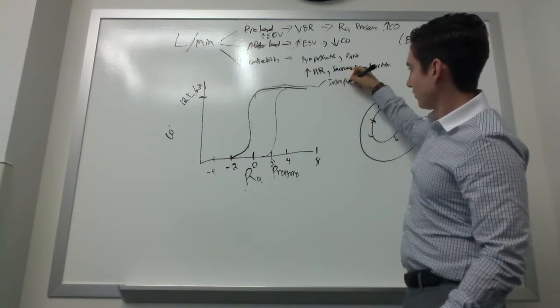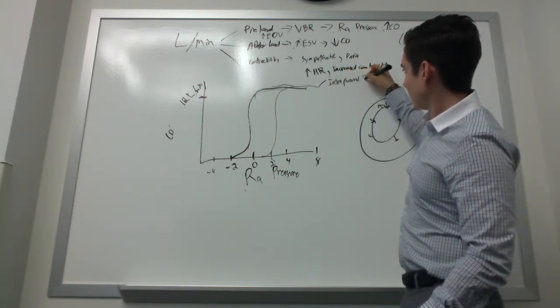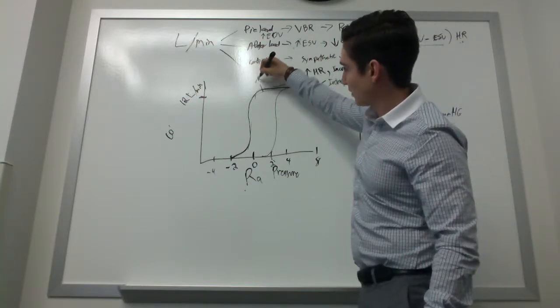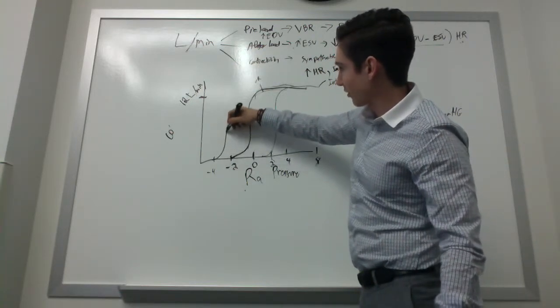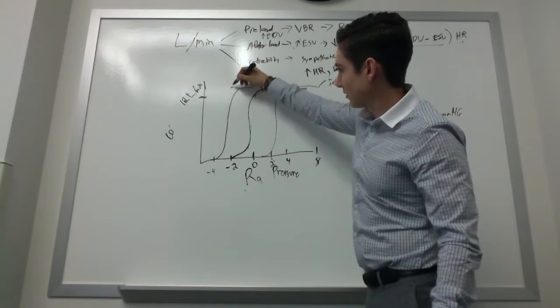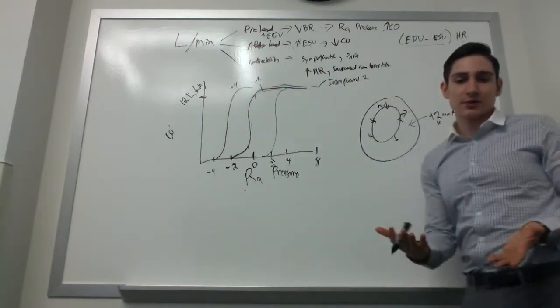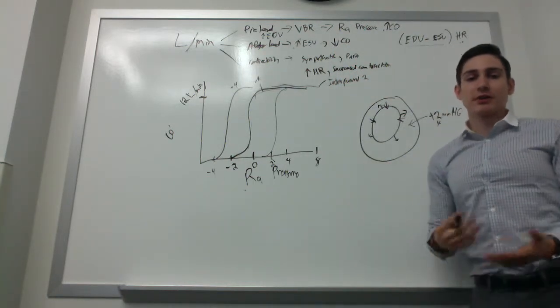Interpleural pressure of -2, say this is -2. And then you can draw one even down here, say it's like -4. Okay, so that's how they shift left or right, depending on the interpleural pressure.